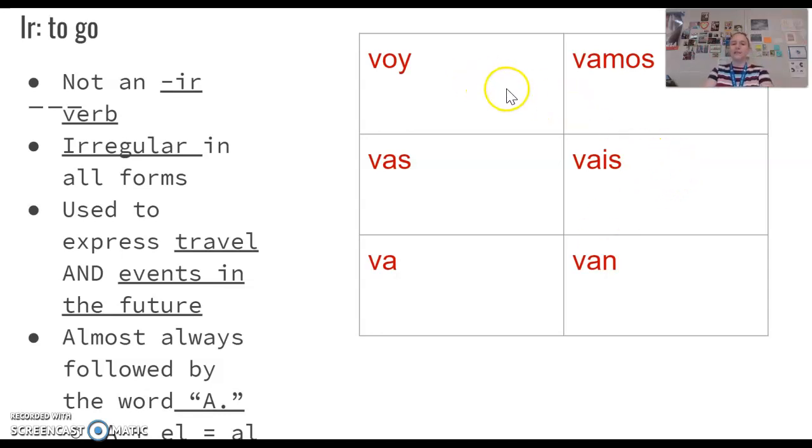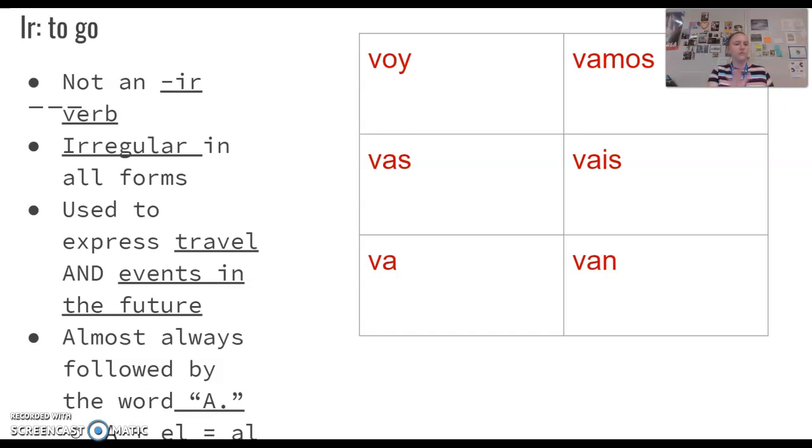So in the present tense, ir looks like this. Voy, vas, va, vamos, vais, van. It looks kind of like an AR verb. So with these same endings, no accents on ir. You don't get any accents on ir until we get into the imperfect. Then you get a couple. You get one accent. But ir, no accents for now. Okay. Let's look at some examples.